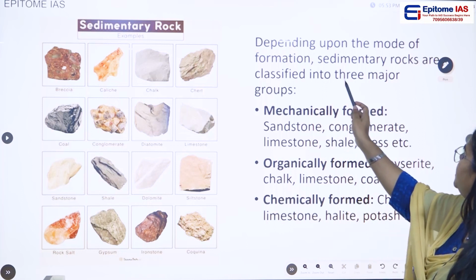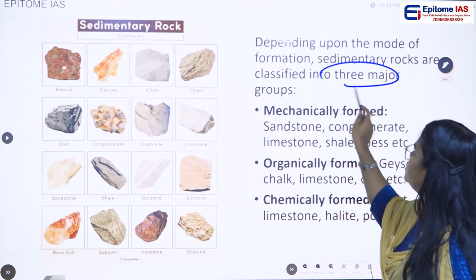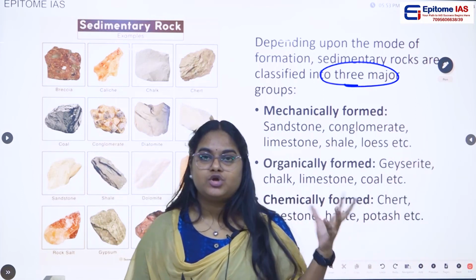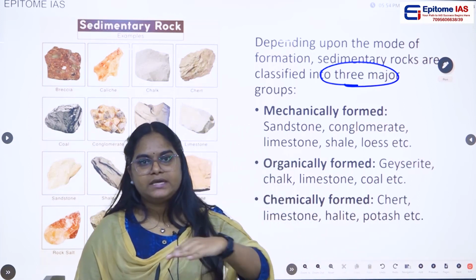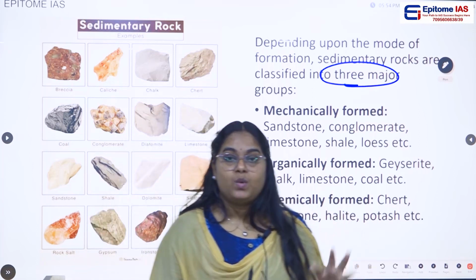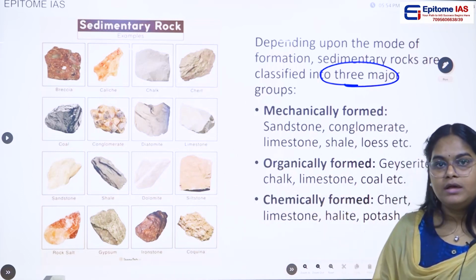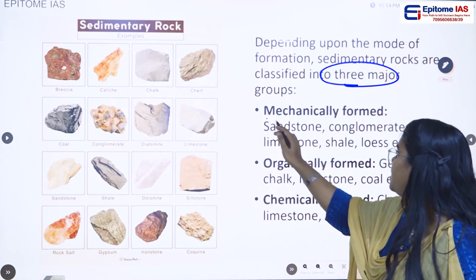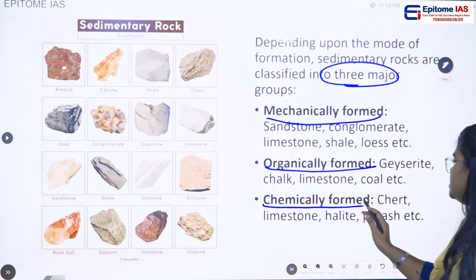So if you see here, depending upon the mode of formation, sedimentary rocks are classified into three major groups. So we saw sedimentary rock, how they are going to form from the sediments. They are going to come and place in layers and layers. They are going to form a rock, and this rock is called a sedimentary rock. But there are three different categories. We can categorize the sedimentary rock based on the type of formation. And what are these three types? One is mechanically formed, another one is organically formed, another one is chemically formed.